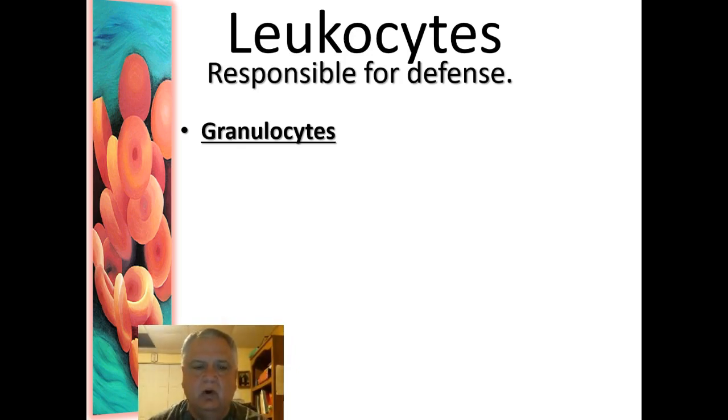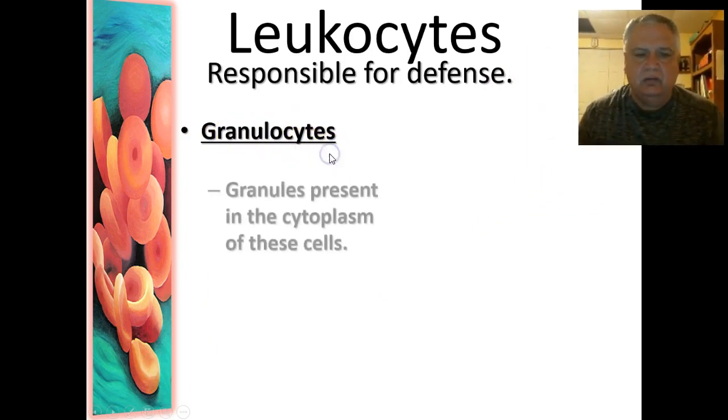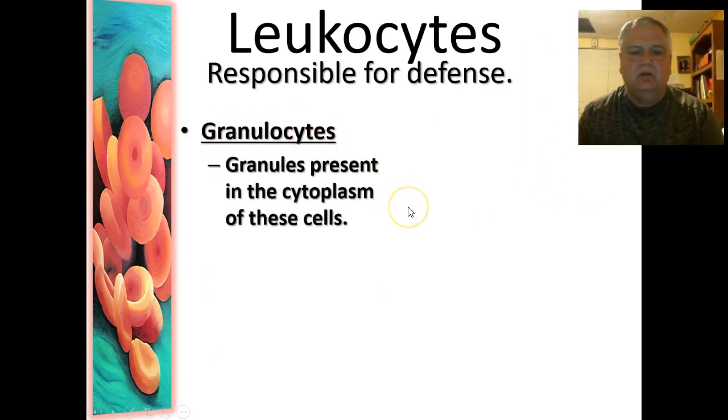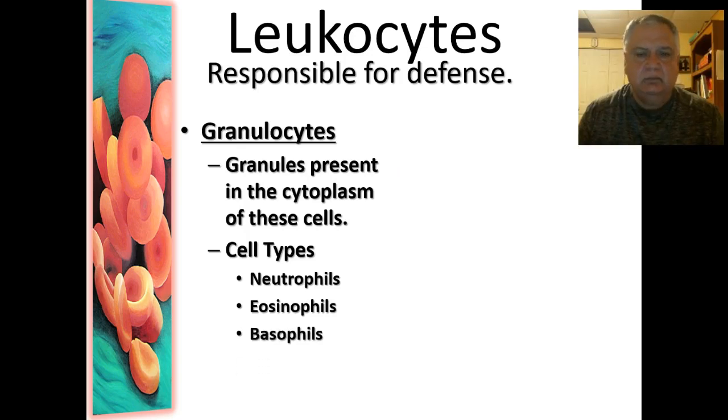One category is what we call granulocytes. Cytes actually means cells, and granulo means granule. So these would be literally granule-containing cells called the granulocytes. So granulocytes do have granules present in the cytoplasm of the cells, and that's where they get their name from. There are three important granulocytes that make up the leukocytes. These are neutrophils, eosinophils, and basophils. And we'll take a look at each one of these individually.